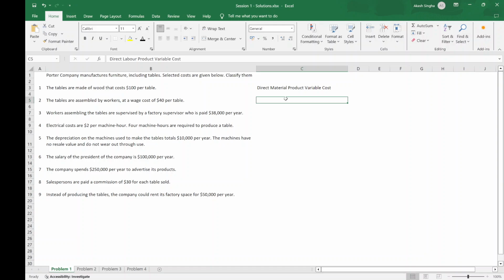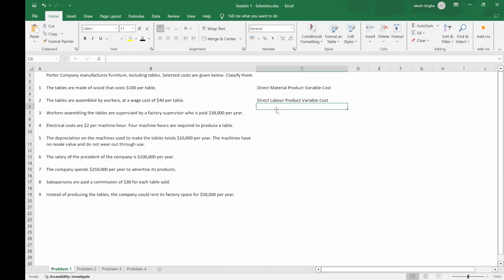The tables are assembled by workers at a wage cost of 40 per table. So this is going to be direct labor, product, and variable. Or it won't be in product. Yeah, it will be in product.